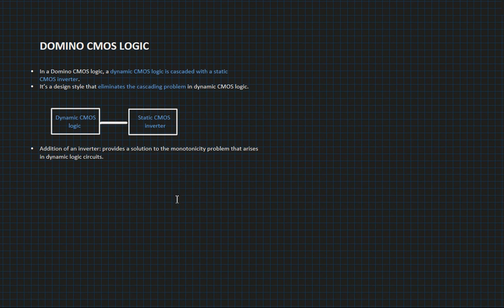The main reason that we opt for domino logic is that it eliminates the cascading problem that occurs in the dynamic logic circuit. And the addition of an inverter provides a solution to the dynamic circuits by producing a monotonically rising input to the next stage.